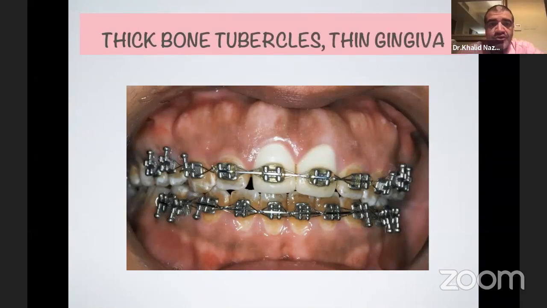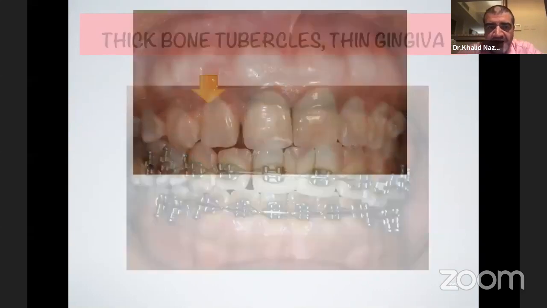This case was referred to me. I analyzed it in terms of crown lengthening potential. You can see the tubercles, the thin gingiva, all of this process. You can see the pigments, the asymmetry. So all of these notes have to be planned in advance.